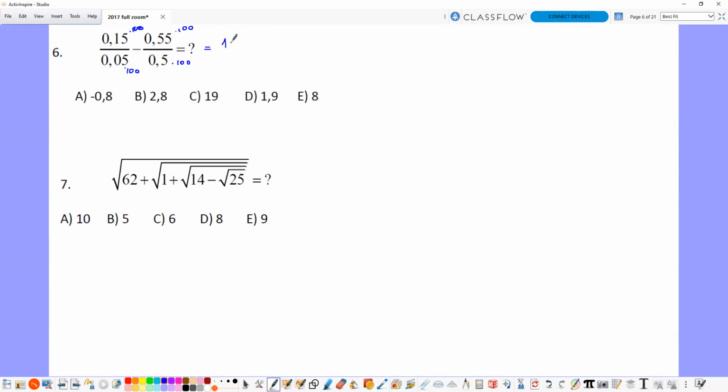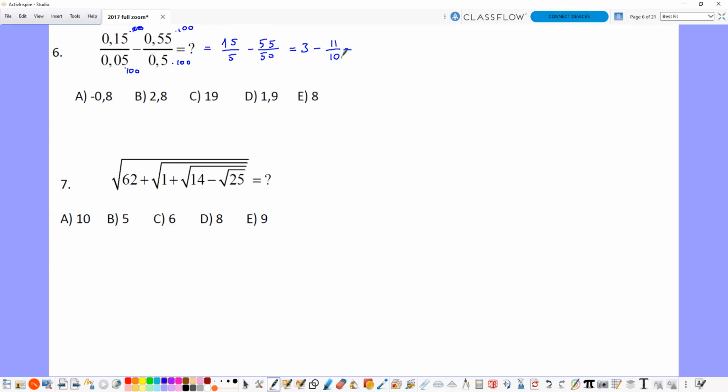And it's going to be equal to 100 times 0.15, which is equal to 15, divided by 5 minus 55, it's going to be 55 divided by 50. 0.5 times 100 is going to be 50. Here both numbers are divisible by 5, so I can write like this. This is 15 over 5, which is equal to 3. And the second one, divided by 5, is equal to 11 divided by 10.